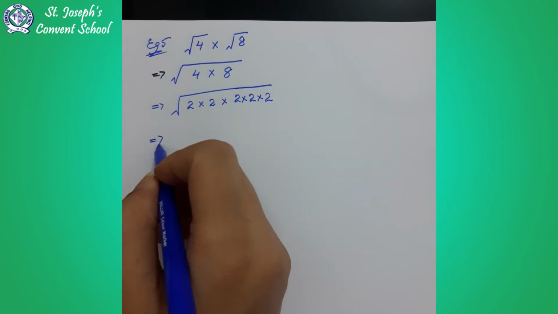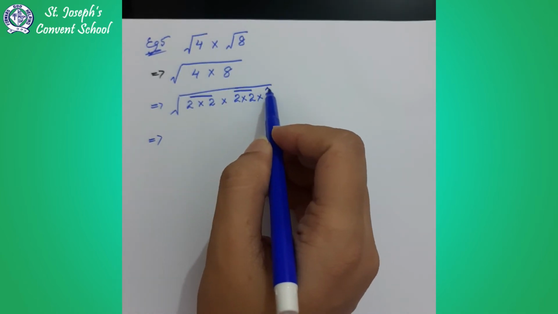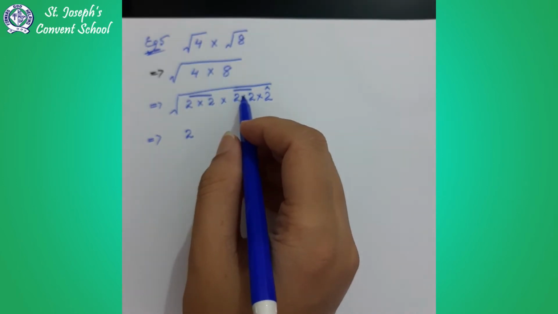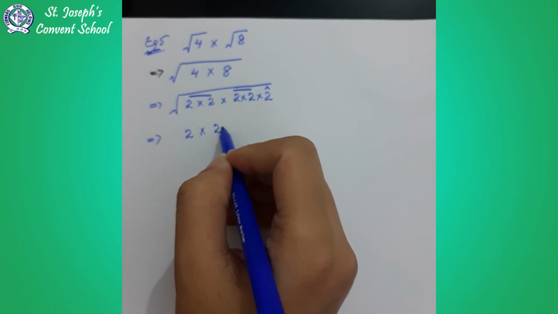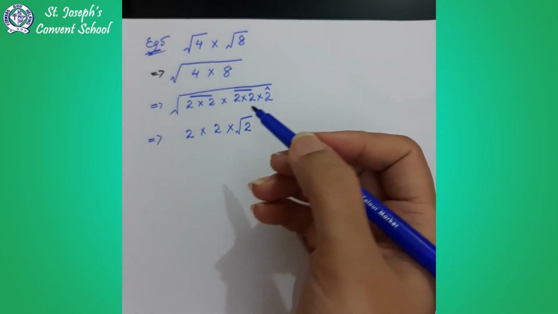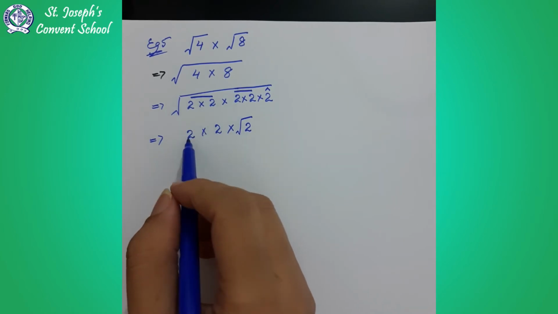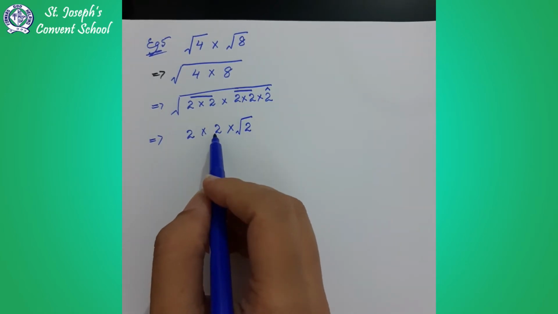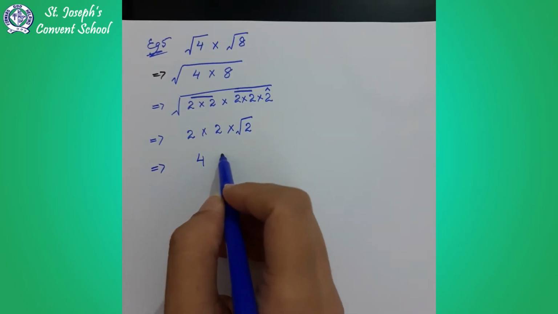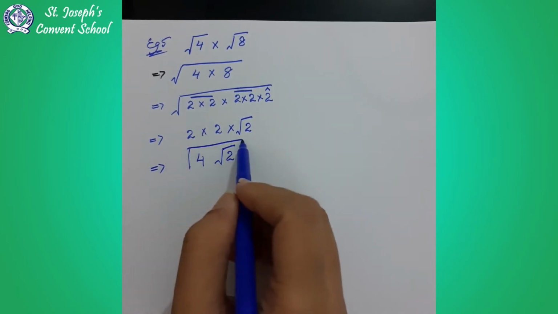After making factors you have to make pairs. This is a pair, this is a pair, this is a single term. Pairs you have to write outside the root once, and the single term inside the root. Only the pairs we have written outside the root sign. First pair, second pair, write it once. So 2 into 2 is 4 under root 2. This is the answer.